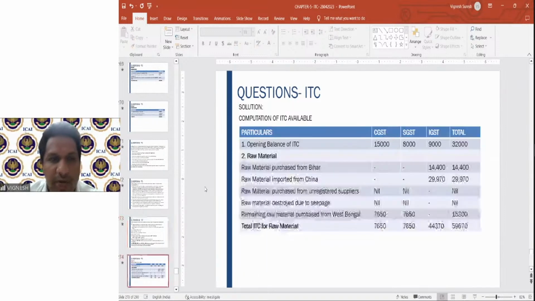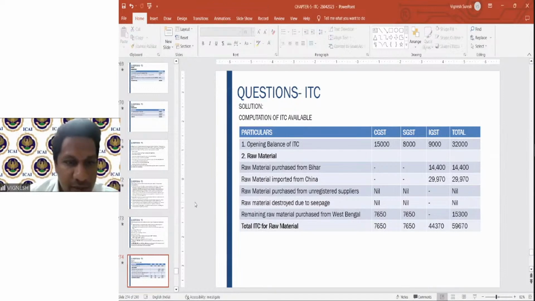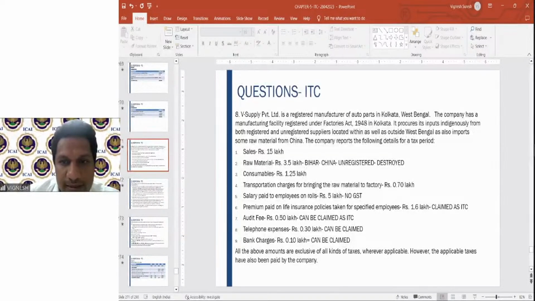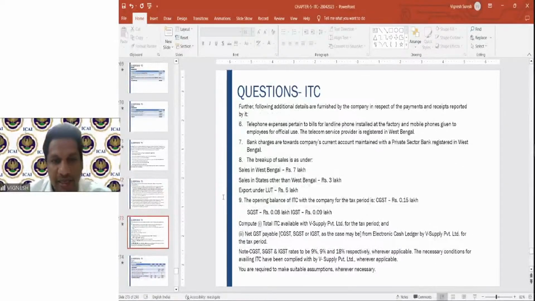Once you go to the ITC available, next one is what is the net GST which is payable. Net GST payable. So you have to again work out the GST on sales. If you go to the problem, what is the sales which is given in the problem? Sales is 15 lakhs. But in that also, he has given multiple comments. Sales in West Bengal is 7 lakhs. Okay. Sales in West Bengal is 7 lakhs.